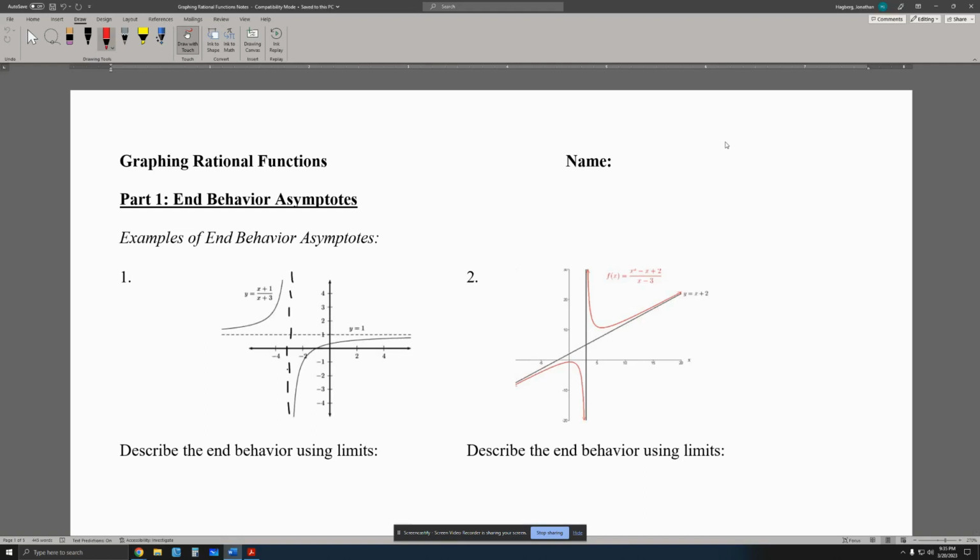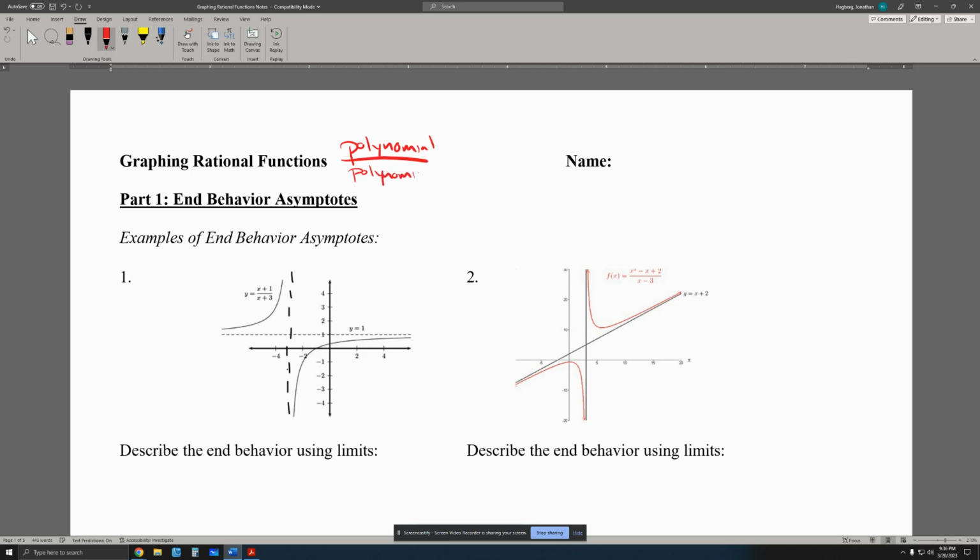Hi everyone. Today we're going to be completing our notes on graphing rational functions. Now I want to start just by defining what is a rational function. A rational function is simply a polynomial over a polynomial. So it's the ratio of two polynomial functions.